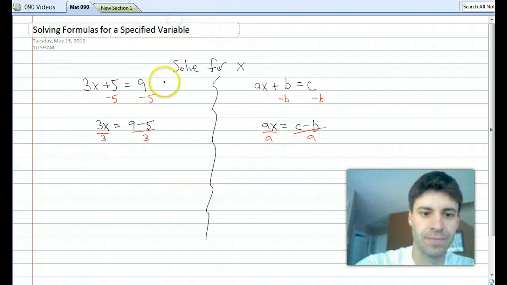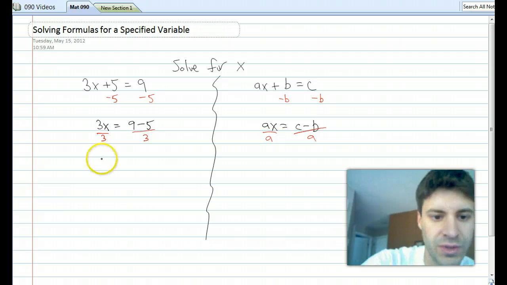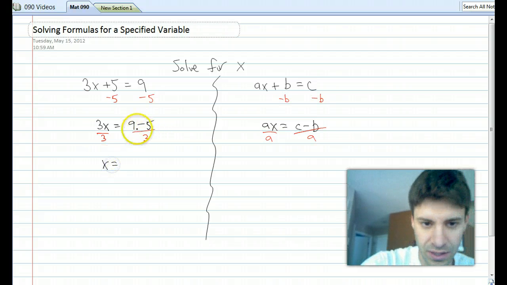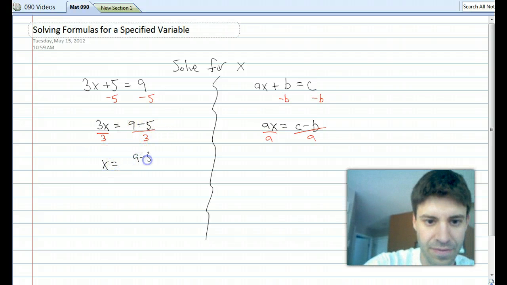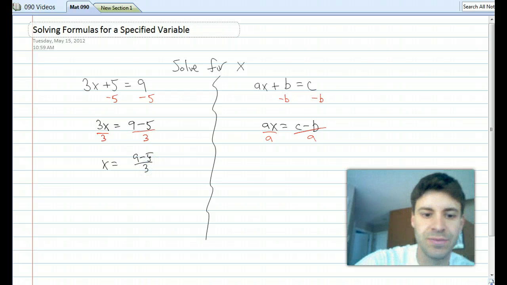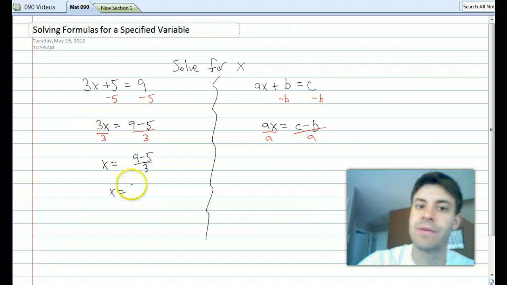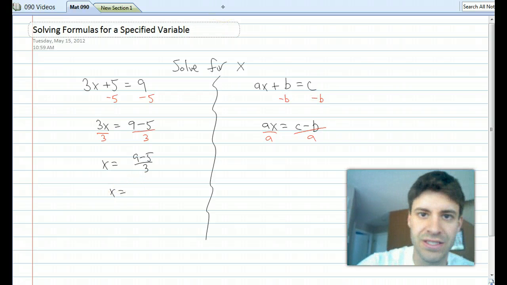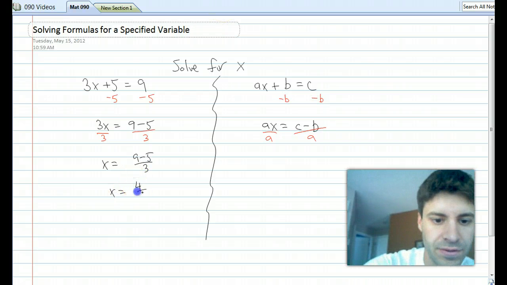So what do we end up getting? On the left, of course, we get x by itself. We have 9 minus 5 divided by 3 on the right-hand side. Of course, you know how to simplify that, and we may as well go the one step further. That's going to simplify to 4/3.